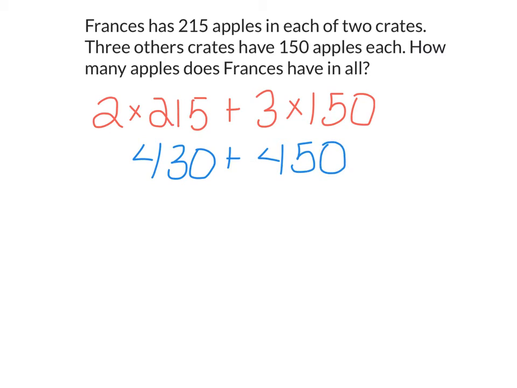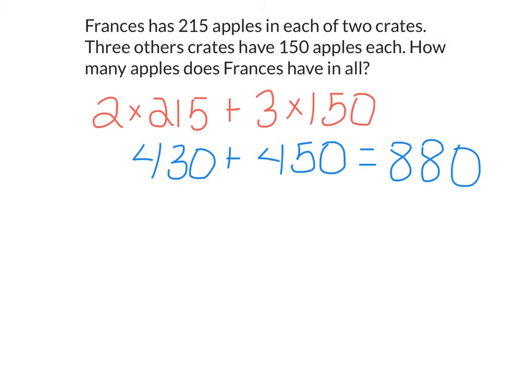430 plus 450, which would equal 880. So Francis has 880 apples in all. So our first step was to multiply. We didn't have any parentheses, we didn't have any exponents, so we started right out with multiplication, and then we went into addition after that.